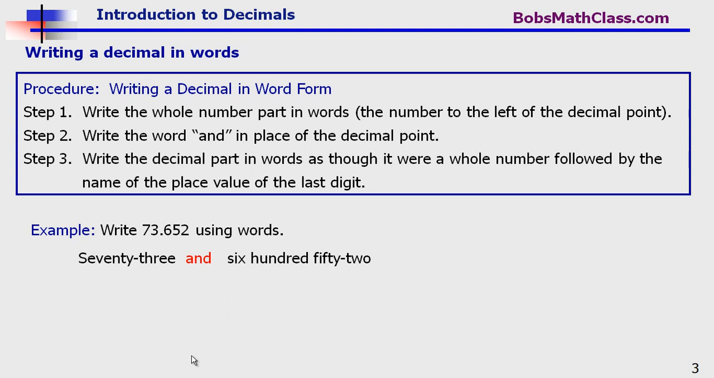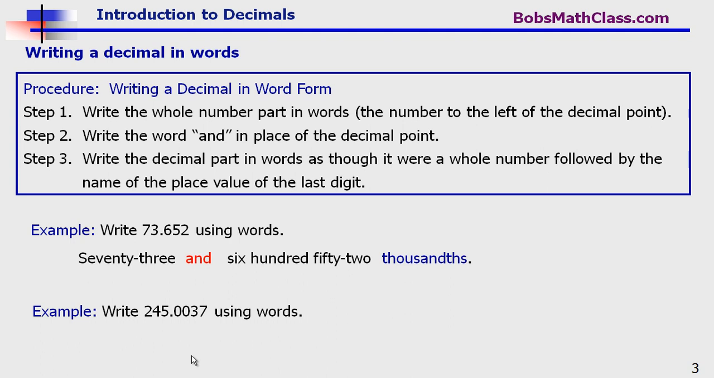Okay, now then it says followed by the place value of the last digit. So what is the place value of the 2? The first place value, the 6 is in the tenths, the 5 is in the hundredths, and the 2 is in the thousandths. Then just write thousandths. It's all done. Okay. Let's try another one.